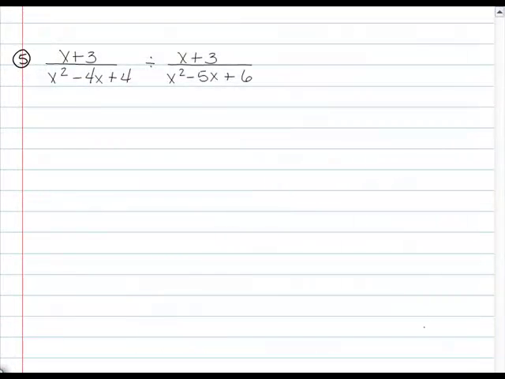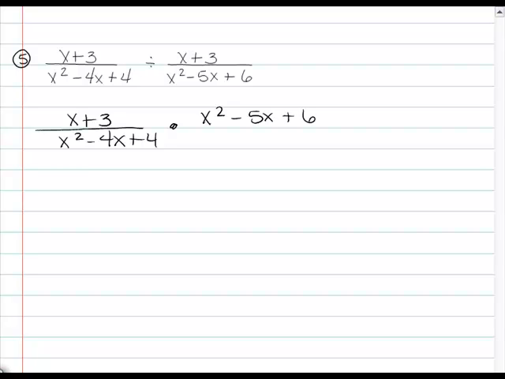Okay, so for our final example of division, we've got x plus 3 over x squared minus 4x plus 4, divided by x plus 3 over x squared minus 5x plus 6. Again, division, so we need to flip. So we've got x plus 3 over x squared minus 4x plus 4. Change to multiplication. And then here we've got x squared minus 5x plus 6 over x plus 3, excuse me.